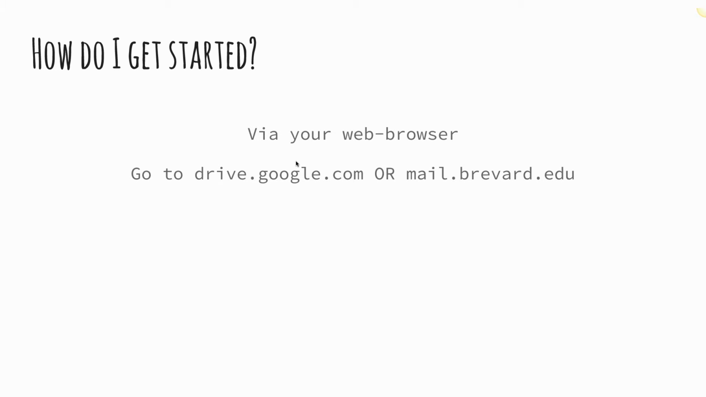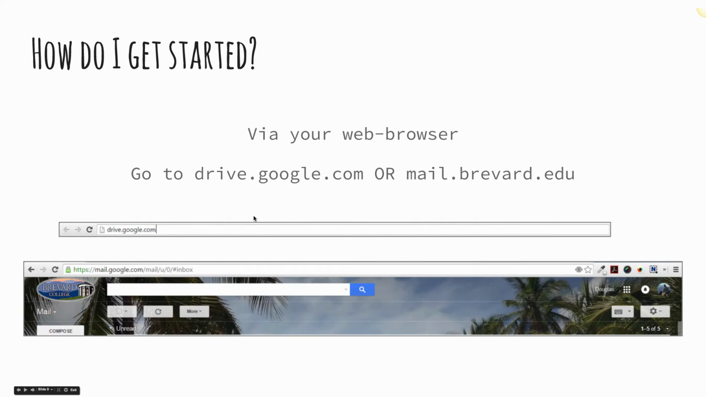Let's talk about getting started with this. So there's the web browser version. You just go to drive.google.com, or you can log into your mail and get to it from there. So you're either going straight into the web browser, or you're going to your mail and clicking on the little squares right there. Okay, that's how we get to it.